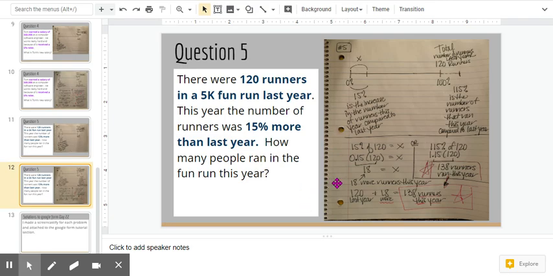So 18 isn't the final answer. 18 needs to be added on to 120. 120 runners last year plus 18 more equals 138 runners this year. That's one way to solve it.